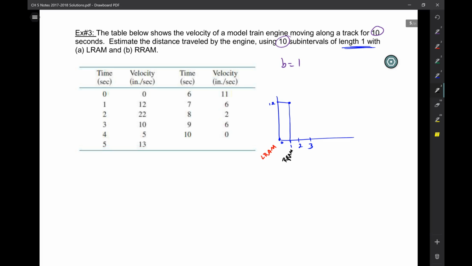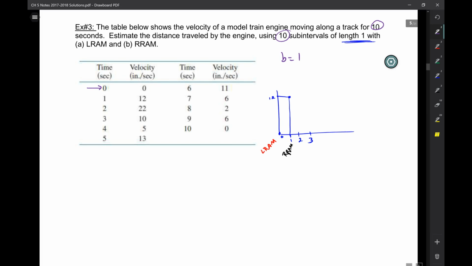But the trick here is, when you're doing LRAM, you start with the very first one. When you're doing RRAM, you start with the second one. That's the trick for all of them. Yeah, that's the trick for the table. And when you're doing the MRAM, you have to calculate the middles. In this case, it's hard to do because you're not given the y values, so you can't do it for this. You don't know how it's progressing.